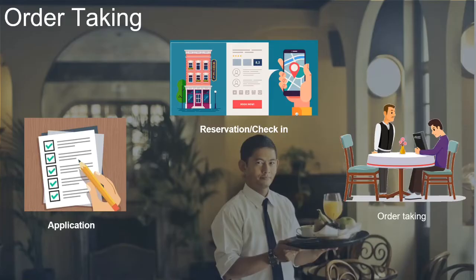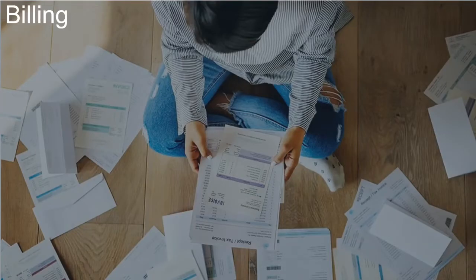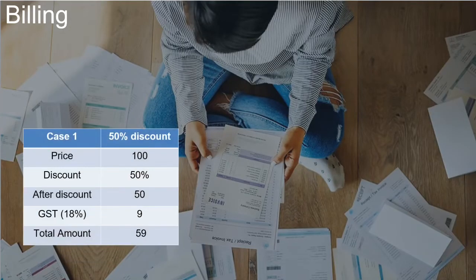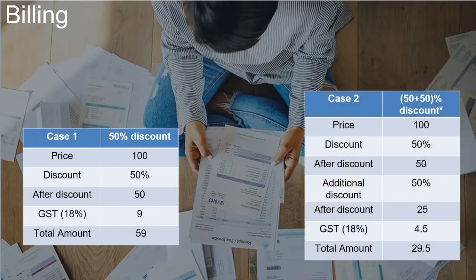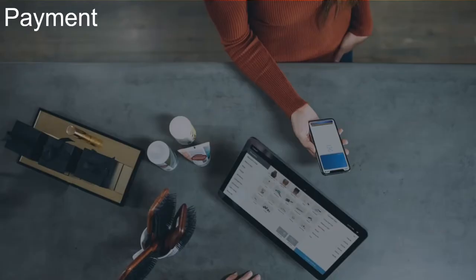The third point is billing. Make sure that the bill is clear and accurate. Here we have taken two examples. On the left side, there is a bill with a flat 50% discount. This bill makes clear to the customer what amount he has to pay. Whereas on the right hand side, there is a scheme of 50 plus 50% discount. Avoid a bill with a lot of calculation and complicated schemes. This might leave the customer feeling that he is cheated and lead to service failure.